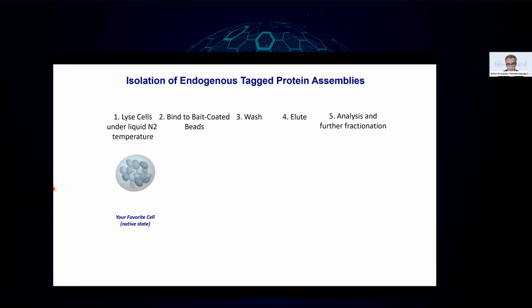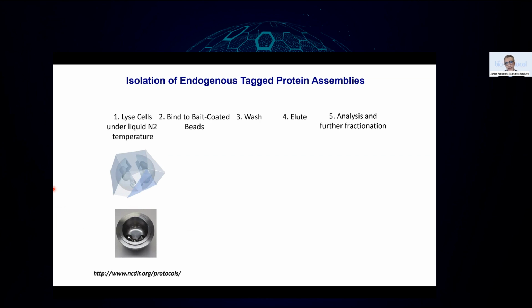And because we want to preserve these complexes in their native state, we freeze these cells under liquid nitrogen conditions. And under the same liquid nitrogen temperature, we lyse the cells. And we manage to do that using planetary ball mills that are cooled down under liquid nitrogen conditions. And you can find several protocols at the NCDIR protocols website. I'll talk about that later a little bit more.